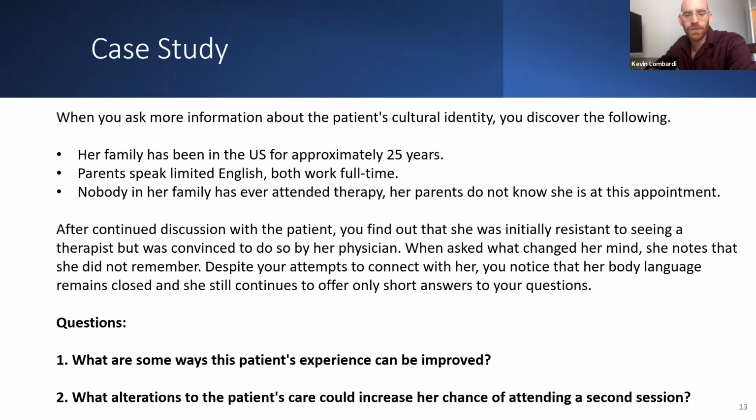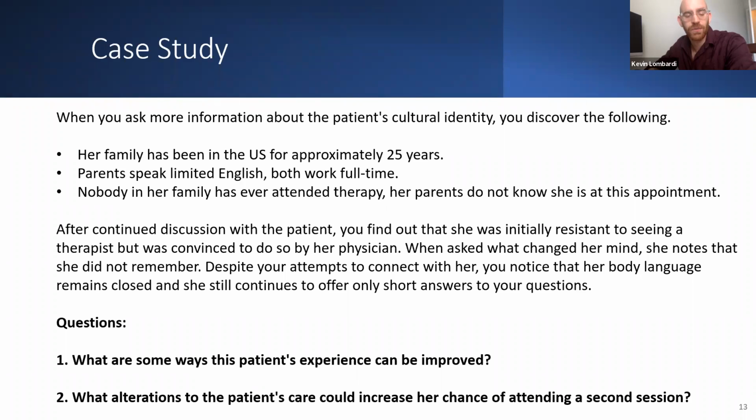After continued discussion with the patient, you find out that she was initially resistant to seeing a therapist, but was convinced to do so by her physician. When asked what changed her mind, she notes that she didn't remember. Despite your attempts to connect with her, you notice her body language remains closed, and she continues to offer only terse, sharp answers when you ask her questions.